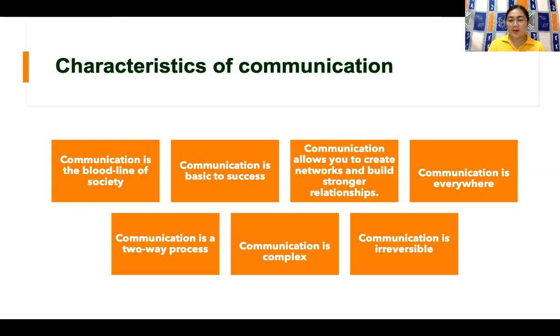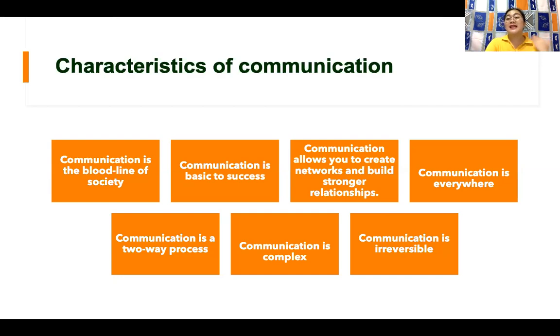It allows us to create networks and build stronger relationships. Because of communication, we can make our relationships better even if we are far from one another because we communicate whatever platform we use. So there is still communication. If there is communication, our relationships become better. Communication is everywhere. Another characteristic of communication. It is everywhere because whatever we do, wherever we go, we have to communicate. It is inevitable. Another one is it is a two-way process. It involves at least two people in the communication process, the sender and the receiver.